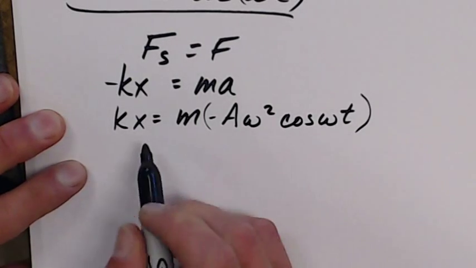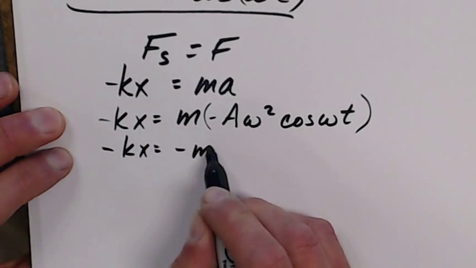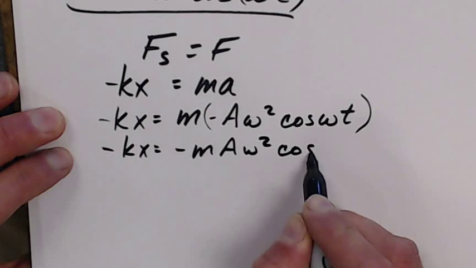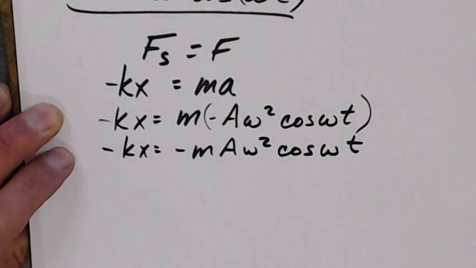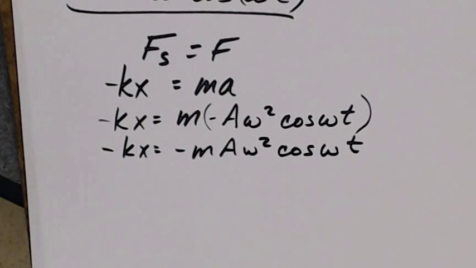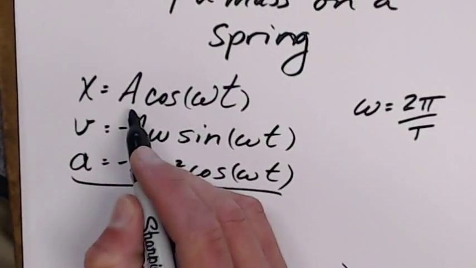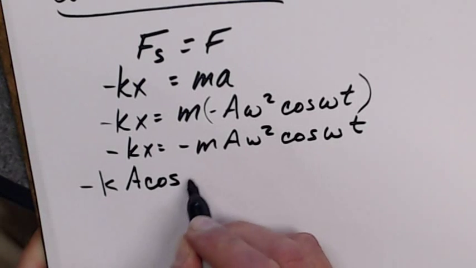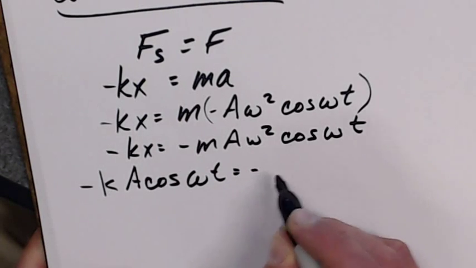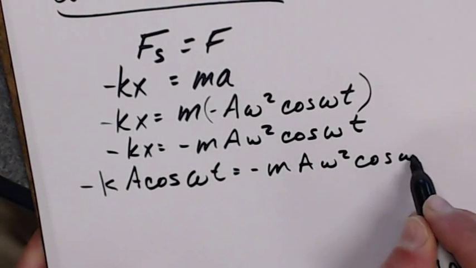So there's that negative sign. Negative kx equals negative ma omega squared cosine omega t. Now what do I do? Oh wait, I can replace the x as well. Oh, it's late in the evening. Negative k, x is A cosine omega t. Oh, nice. Negative kA cosine omega t equals negative mA omega squared cosine omega t.